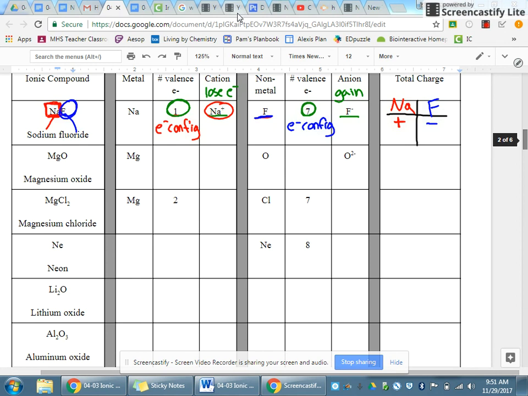Because these balance each other out, the total charge of every single one of these should have a charge of 0. These cancel out. They neutralize each other.